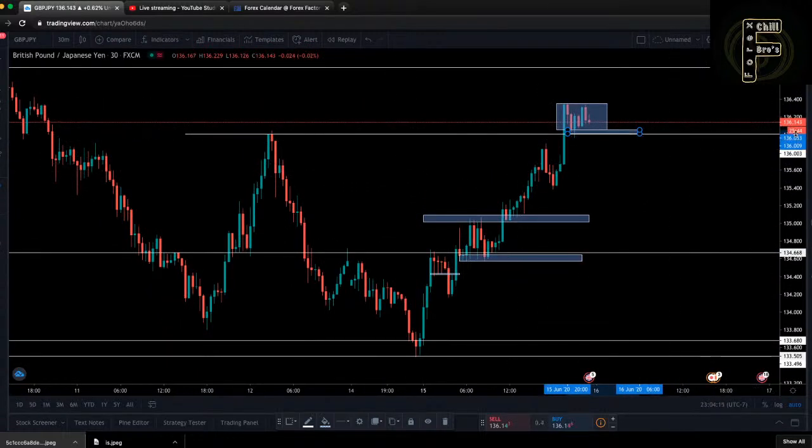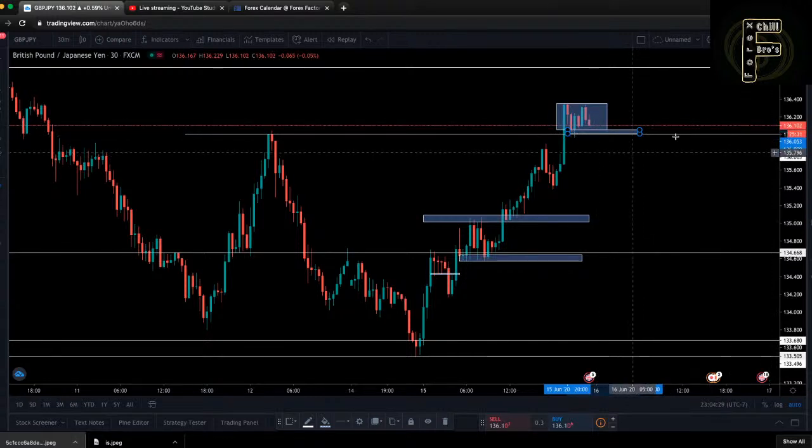I use the timing on each chart, like the 30 minutes and the 15 minutes. I wait for the candle to close, then I take my trade.